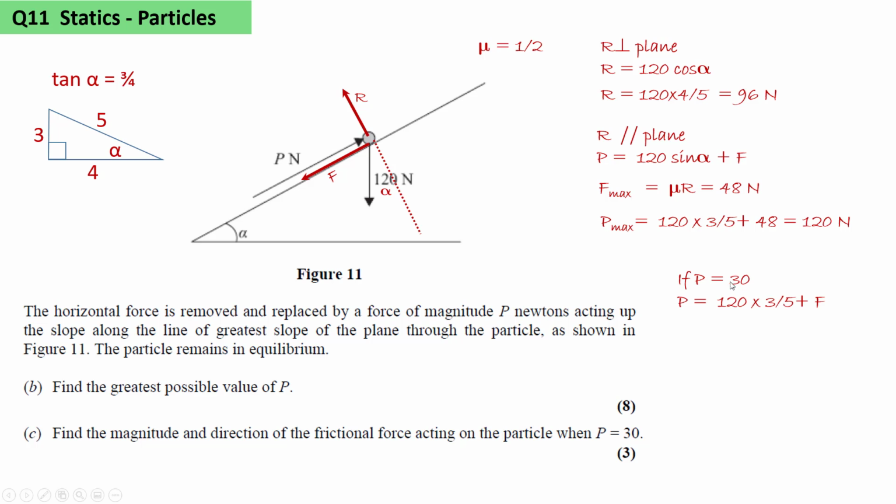If P is 30, substitute 30, we can see that F equals minus 42 newtons. The magnitude, therefore, of F is 42, and as it's negative, it means that F must be acting up the plane. So the direction is up the plane.